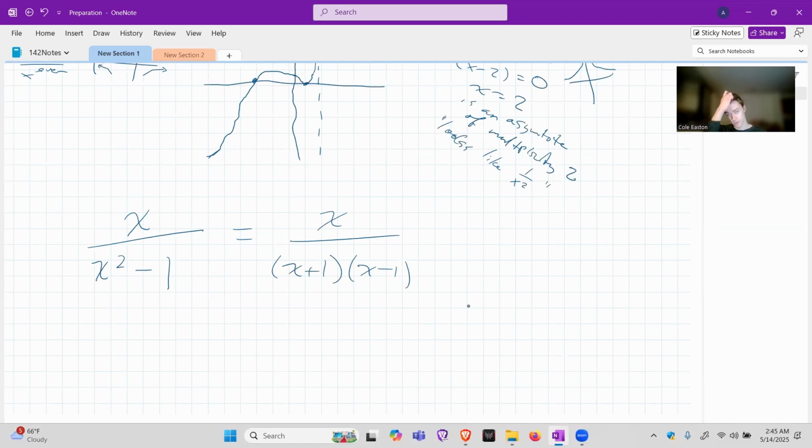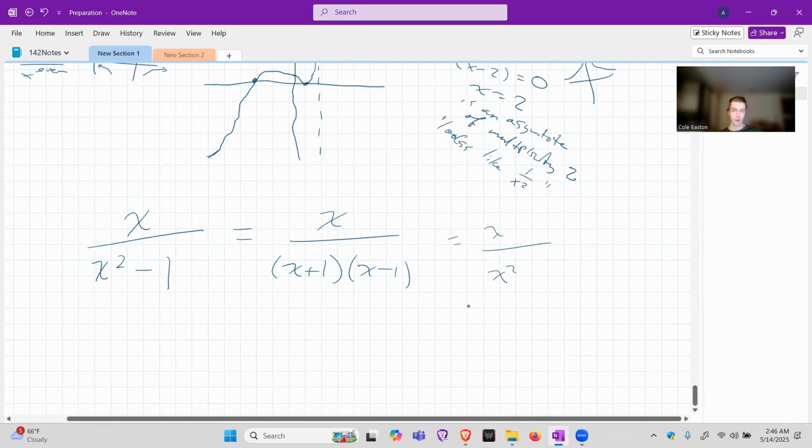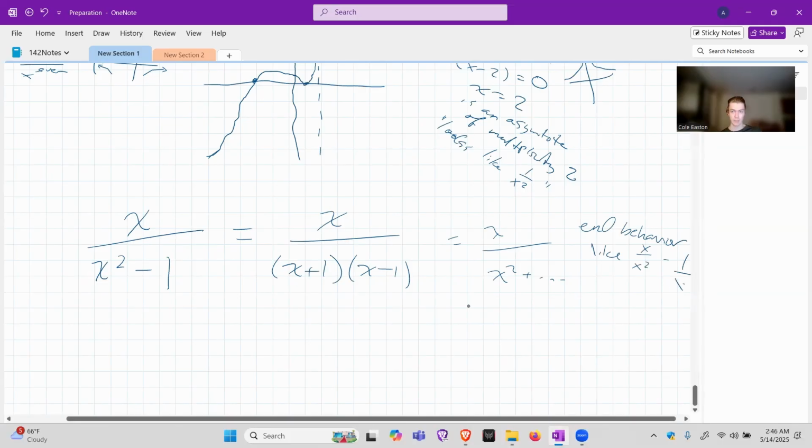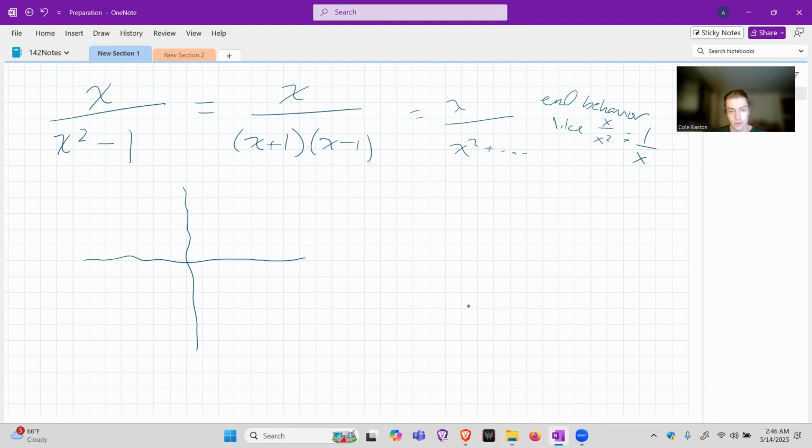X over x plus 1, x minus 1. So the roots, what do we want to do first? Actually, let's do end behavior first. So this is x over x squared plus something. So end behavior, like x over x squared, which is 1 over x. So we know that off to this side, we're going to approach 0. And off to this side, we're going to approach 0 from the bottom. Okay, so that's our end behavior.